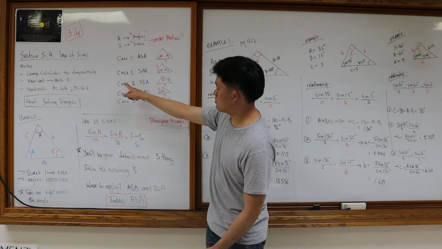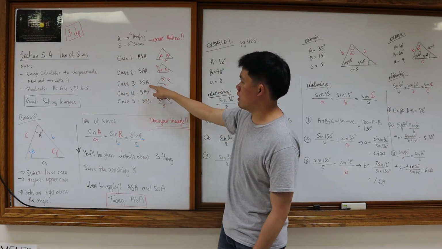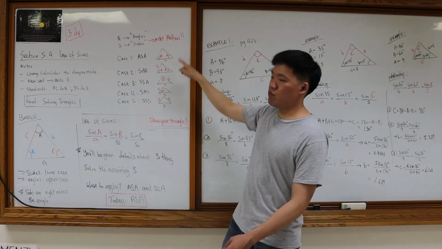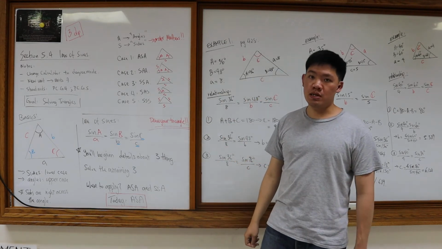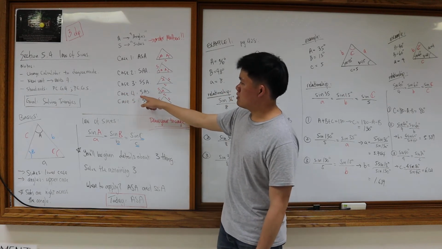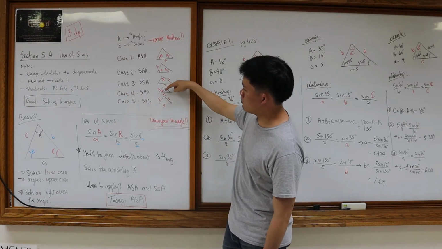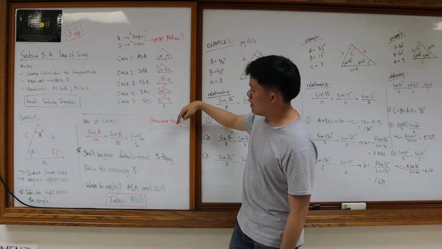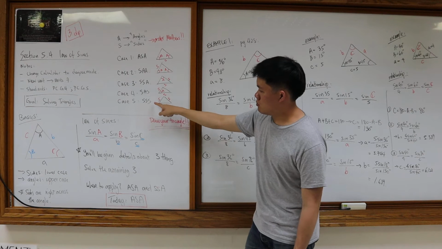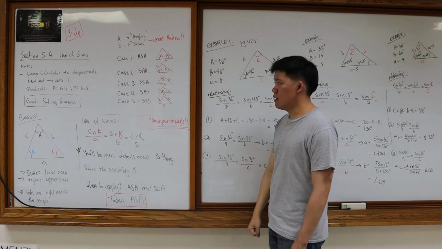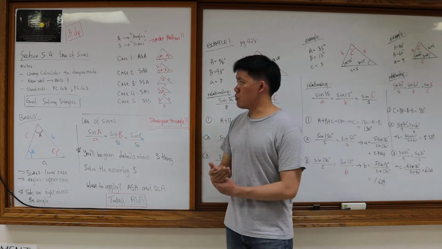The next one, case number 3, is side, side, angle. So you're given a side, a side, and an angle. Again, it doesn't always have to be in this order. It all depends on how you draw your triangle. Next one is side, angle, side. In that case, an angle is sandwiched between 2 sides. Last one is side, side, side. So in that case, you'd be given the side, side, and then the side. Okay, so those are the types of triangles we'll be dealing with.